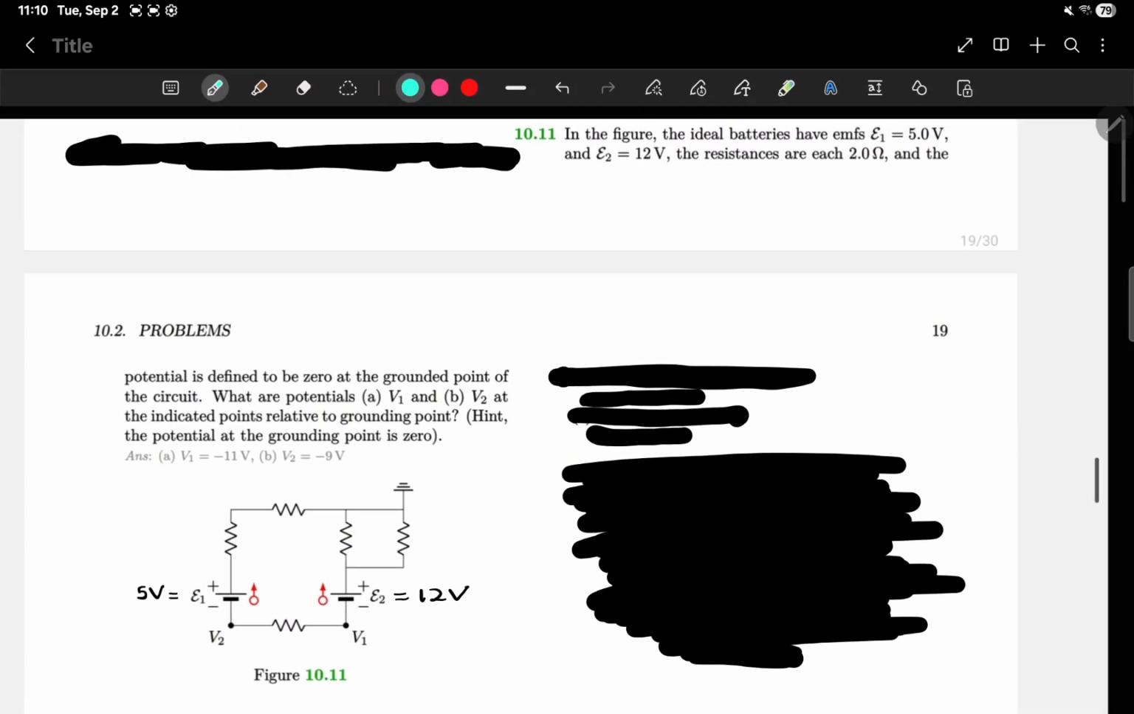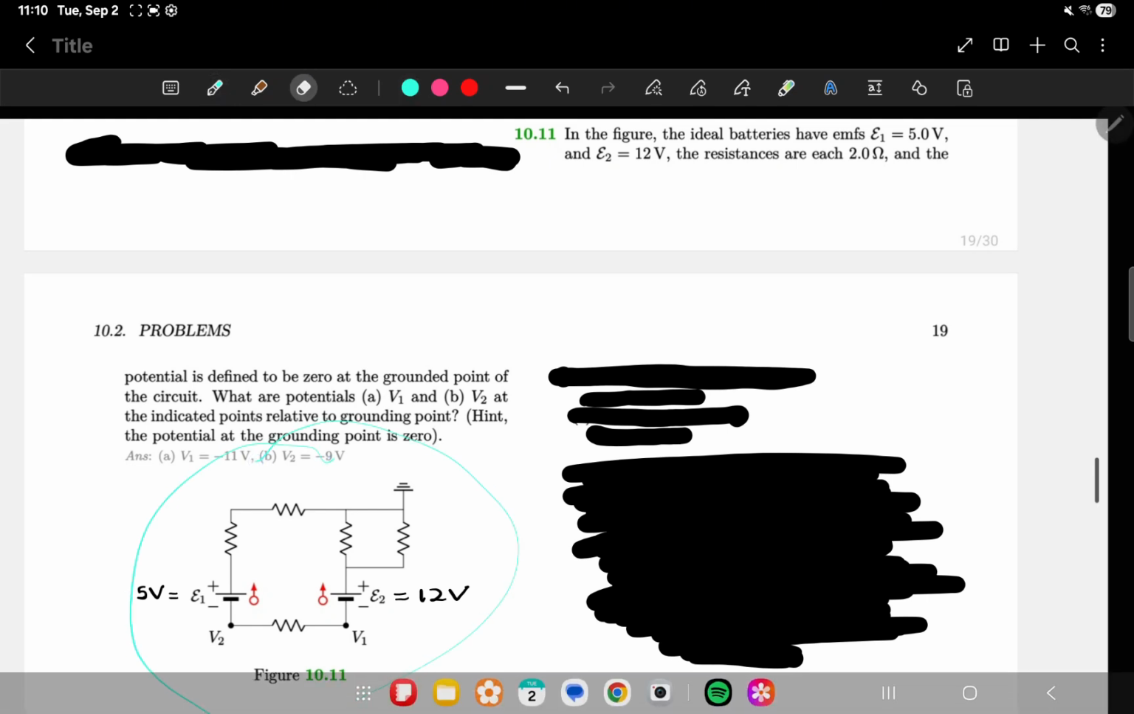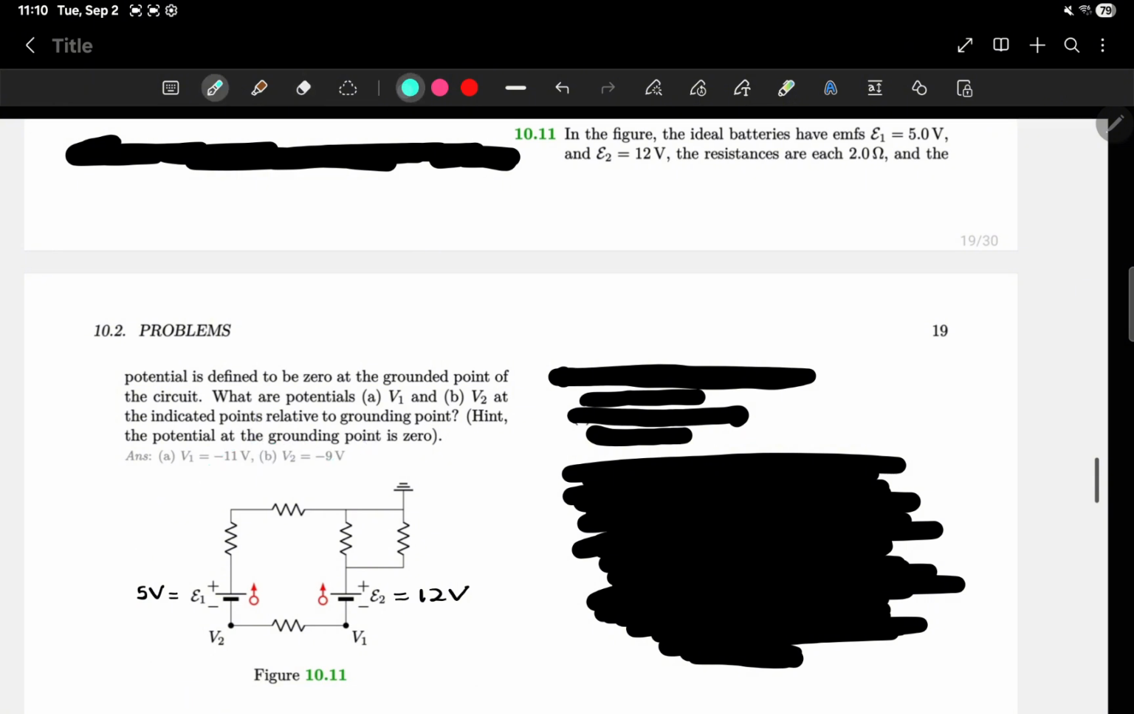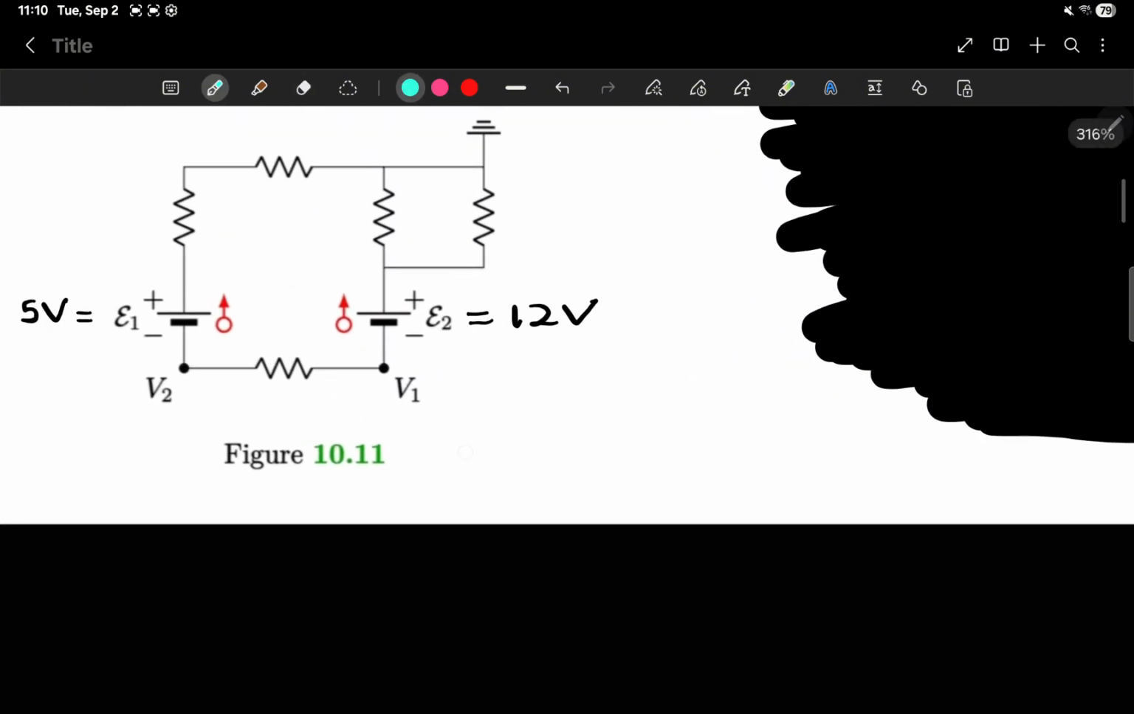Yeah guys, so here we have a question on DC circuits. We basically have two batteries. They are applying a potential across this entire circuit, and we're being asked to find the potentials at specific points on this massive circuit. So we want to find the potential at this point here, and we also want to find the potential at this point over here.